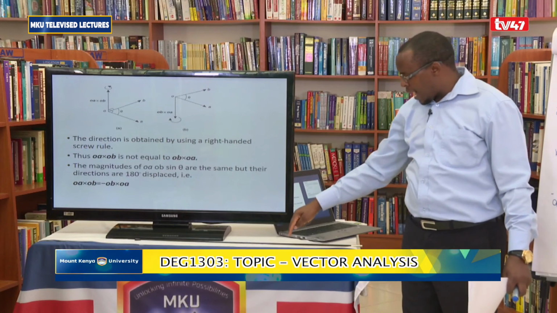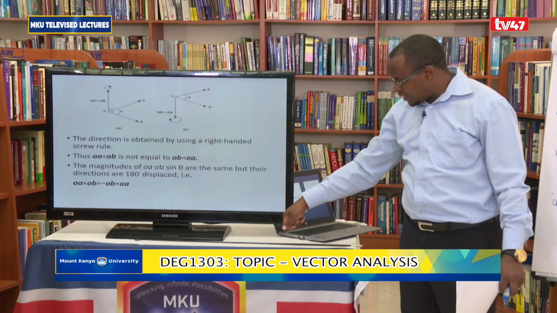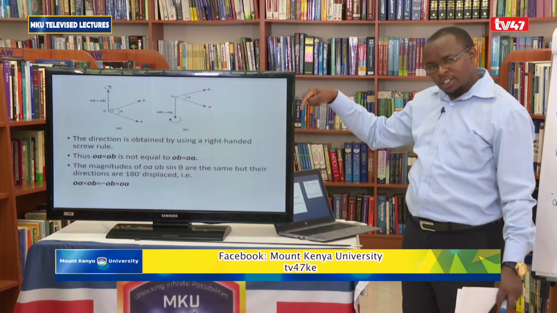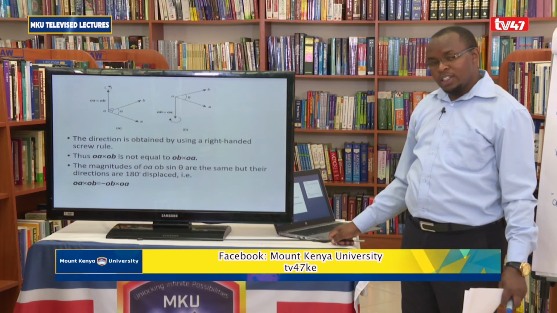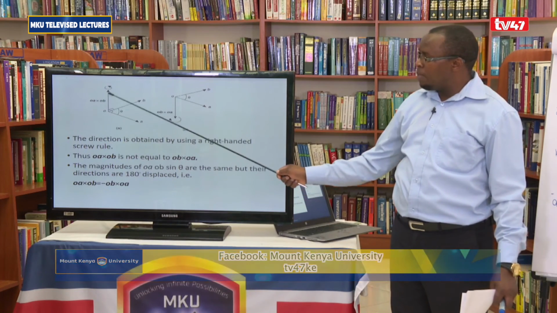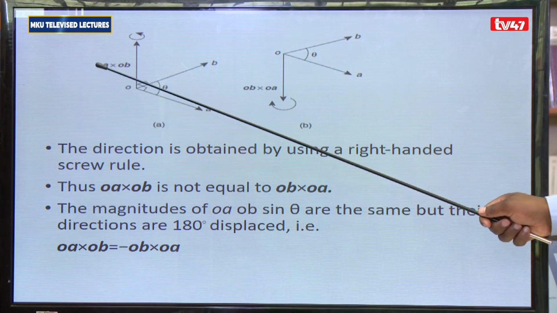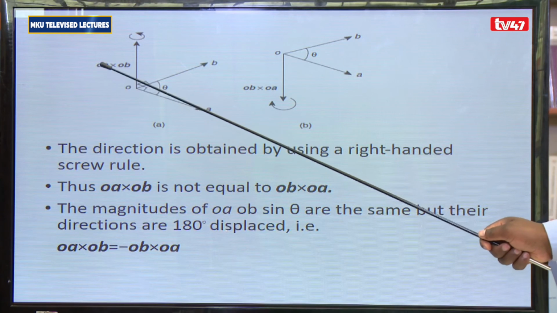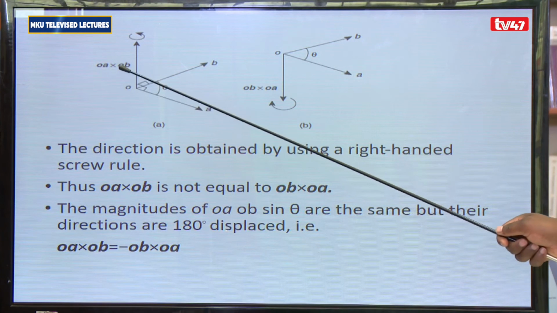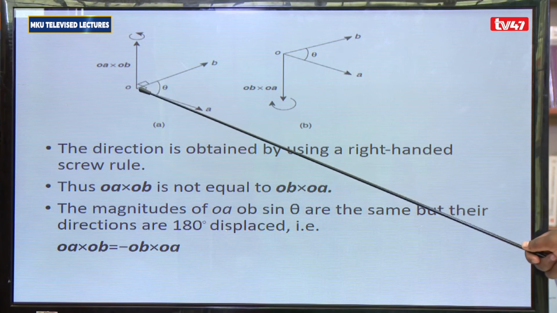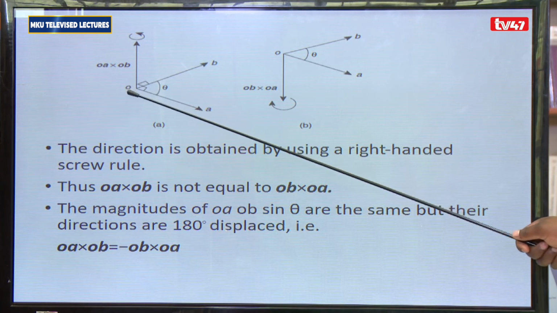If it was on a board like this, and you are turning it anti-clockwise, it's going to come out. So the direction in which the screw moves is the direction given by the resultant vector, which is the cross product OA cross OB.